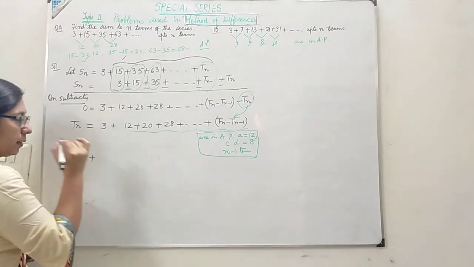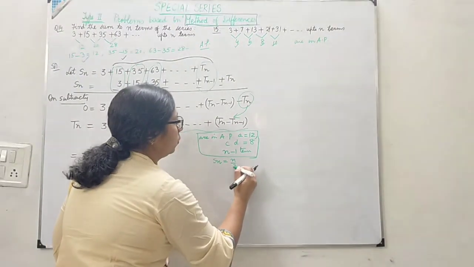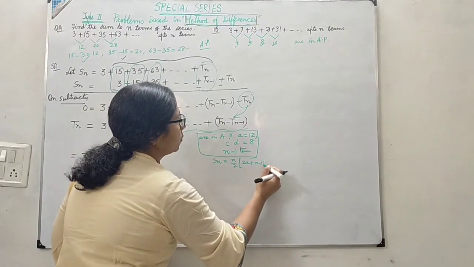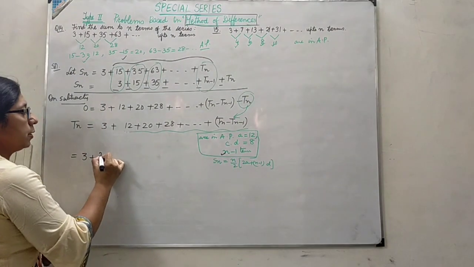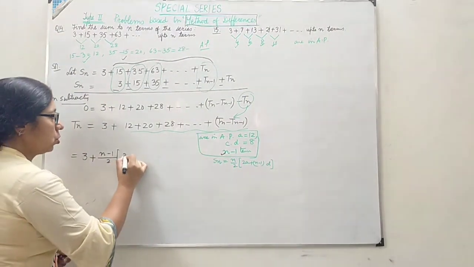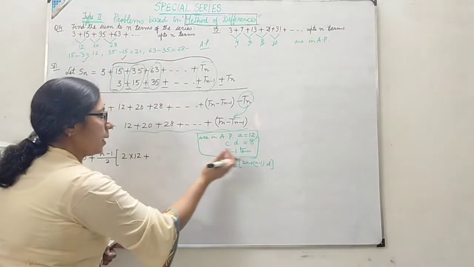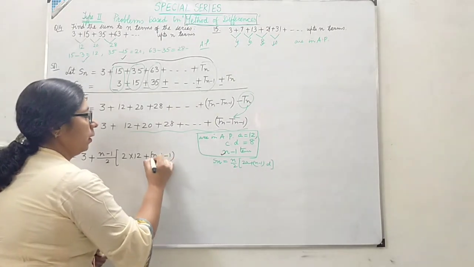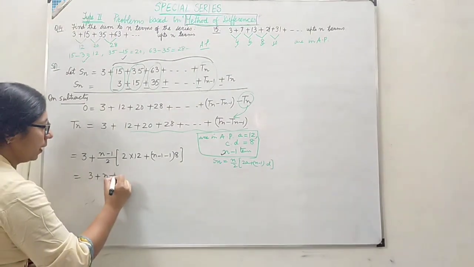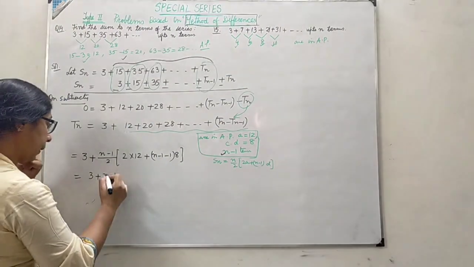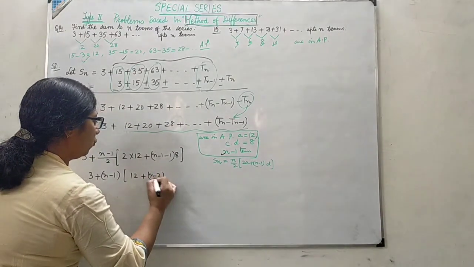Now this is your 3 plus, and the Sn formula for the sum of n terms is n by 2 into 2a plus n minus 1 into d. So now I apply it for n minus 1 terms. This means n minus 1 by 2 into 2a, 2 into 12, plus the terms are n minus 1, so n minus 1 minus 1 into d, which was your 8. So we are left with 3 plus n minus 1, 2 I can take common and cancel out, this is your 12 plus n minus 2 into 4.